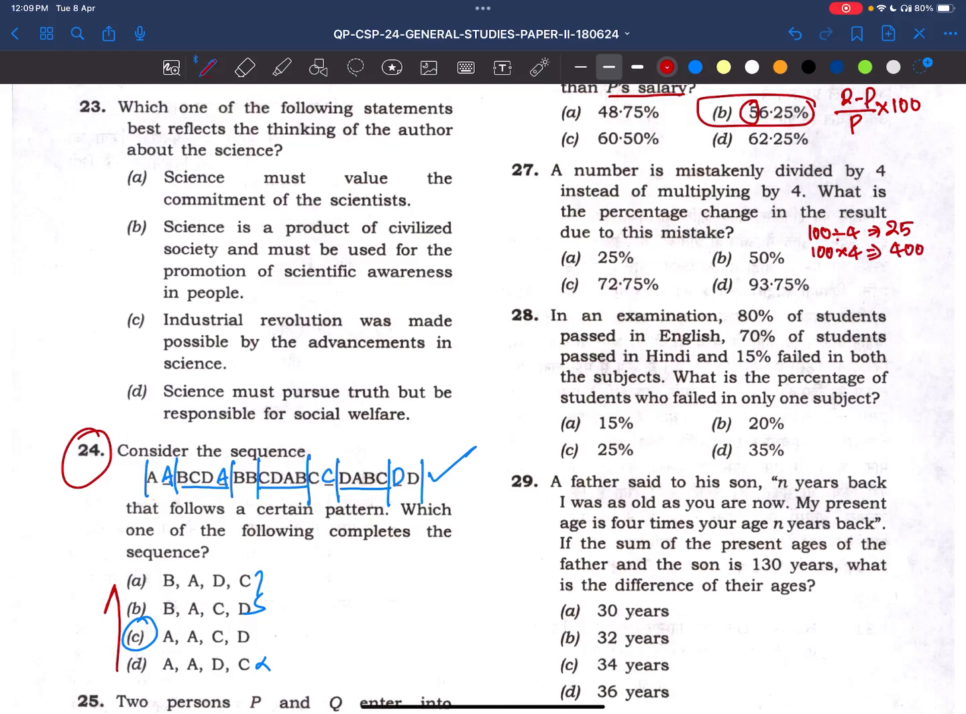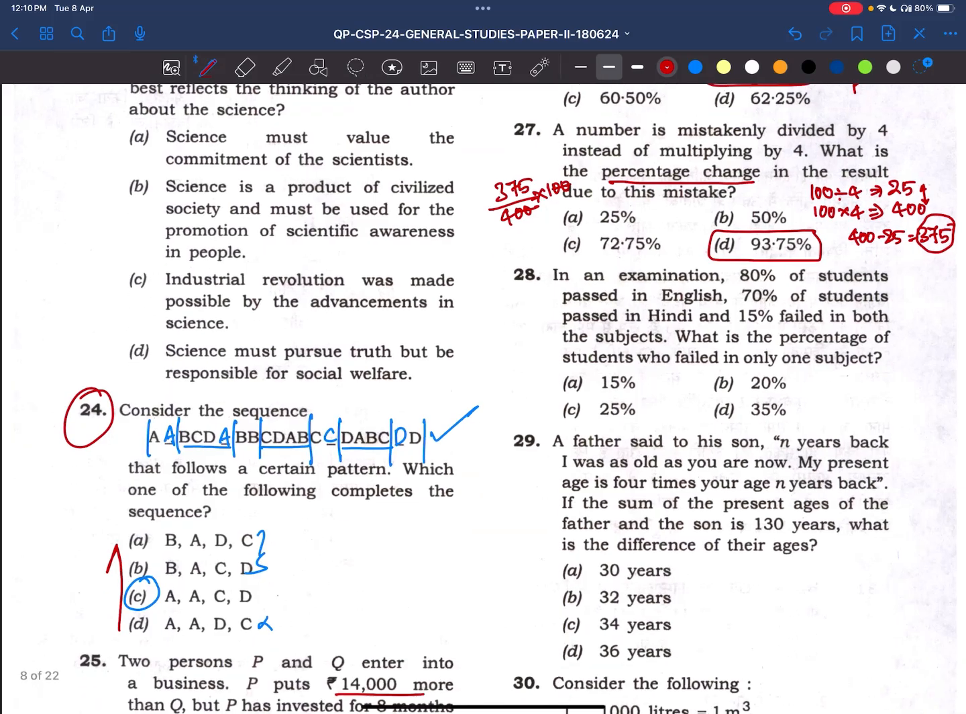400. What is the percentage change? See, the difference between 400 and 25 is the change, right? What is the change? 400 minus 25. It is 375. This much of change. It is asking percentage change. That means 375 by 400 into 100. 375 divided by 4, nines are 36. That means definitely it should be more than 90%. So answer is B.